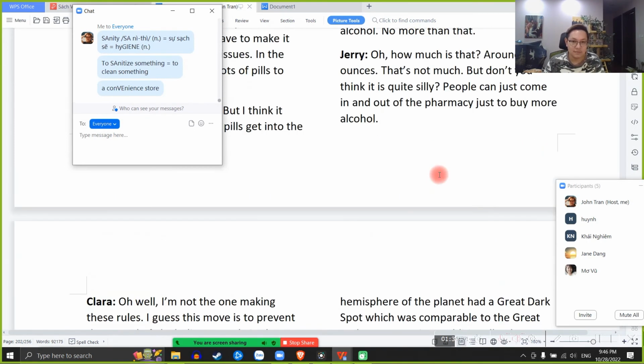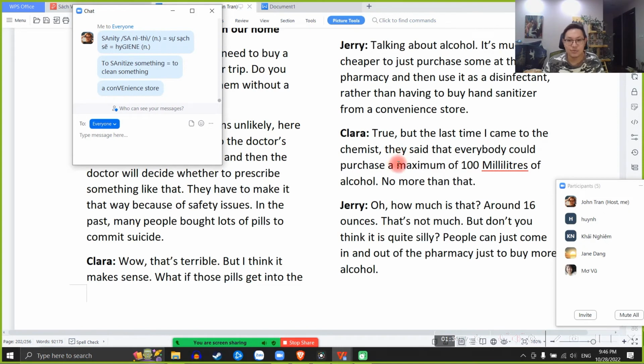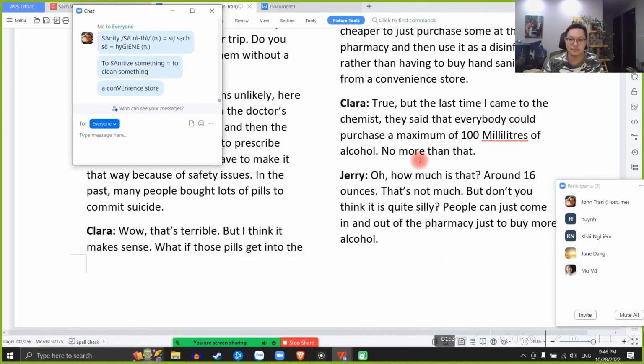Alright. Nghiêm đọc hết 3 đoạn còn lại đi. True, but the last time I came to the chemist, they said that everybody could purchase a maximum of 100 milliliters. Nhớ âm đầu nha, milliliters. Milliliters of alcohol, no more than that. Okay, true, nhưng mà lần cuối cùng tôi đến tiệm thuốc, người ta nói rằng mọi người có thể mua tối đa là 100ml, không nhiều hơn đó.